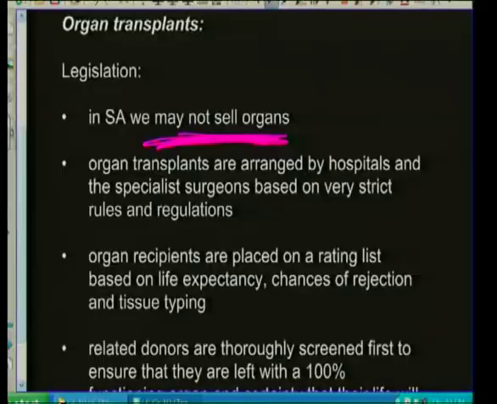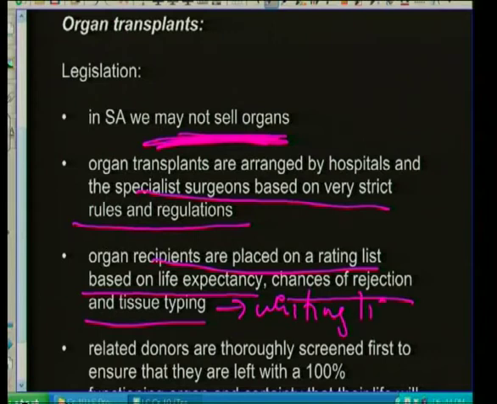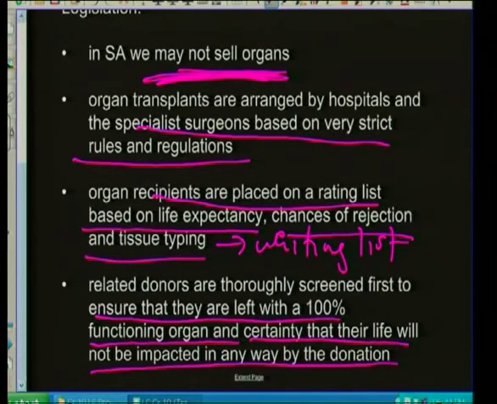Organ transplants are arranged by hospitals and the specialist surgeons based on very strict rules and regulations. Organ recipients are placed on a rating list based on life expectancy, the chances of rejection, and tissue typing, and they go on a waiting list. Related donors are thoroughly screened first to ensure that they are left with a 100% functioning organ and certainty that their life will not be impacted in any way by the donation.